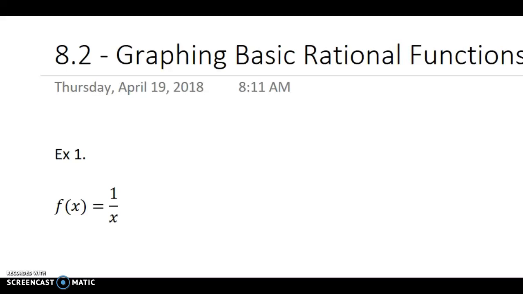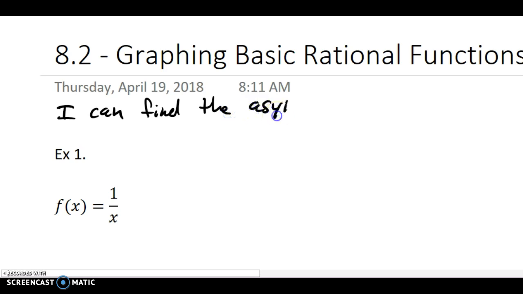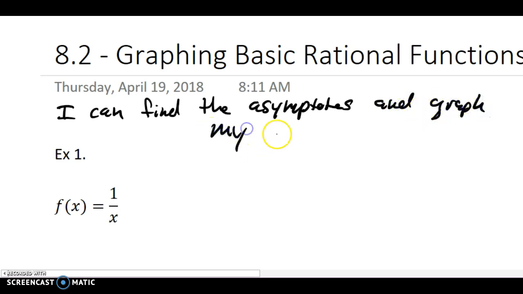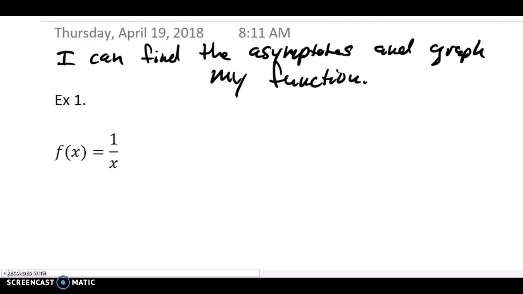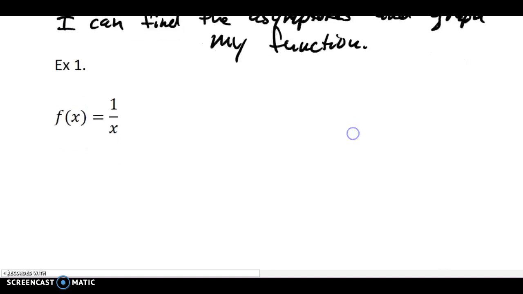So today we're talking about graphing basic rational functions. Our goal today is I can find the asymptotes and graph my function. Okay, it's actually not too difficult today because I really feel like the steps are not too difficult to follow. So we should do great today. So let's start. All right.